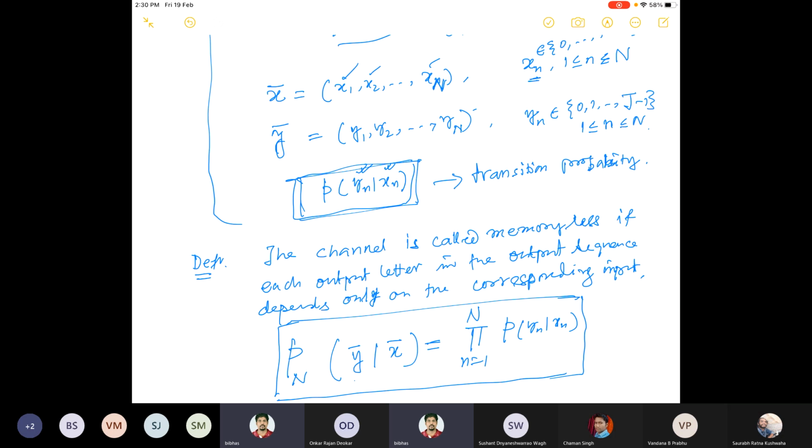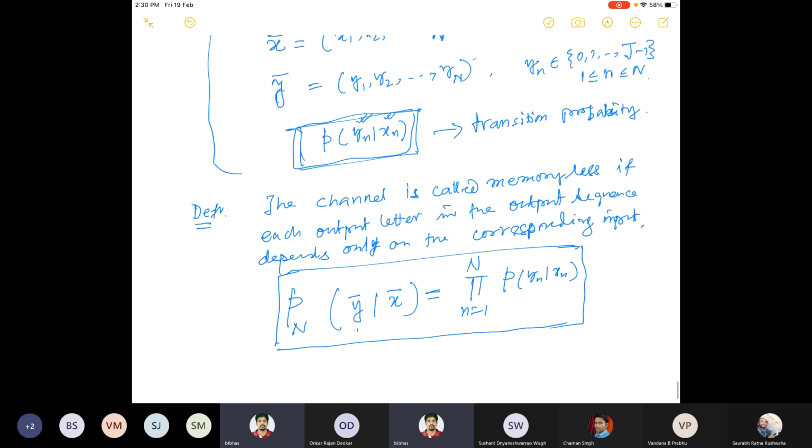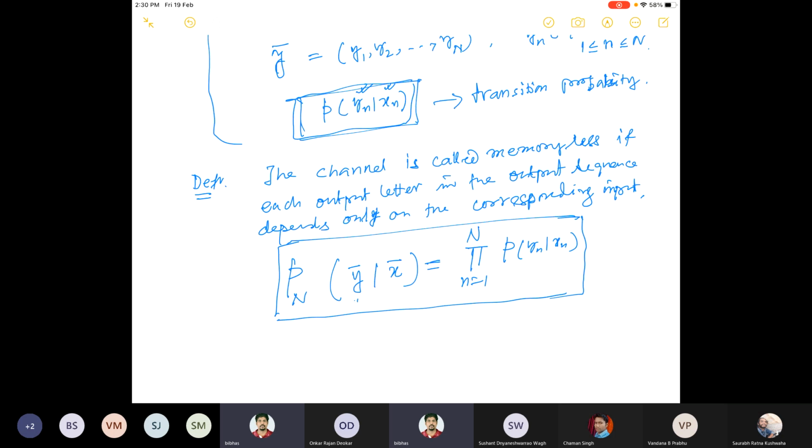So if I consider this conditional probability, what is the probability that I'll get y bar when x bar is sent? This is just the product of the individual conditional probabilities. This is the mathematical definition of memoryless, and this has to be satisfied. This is true for all n.